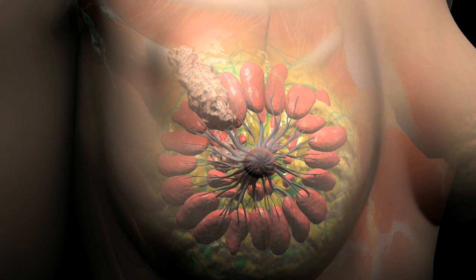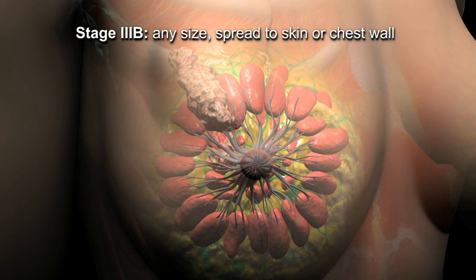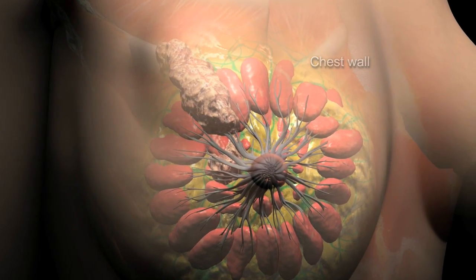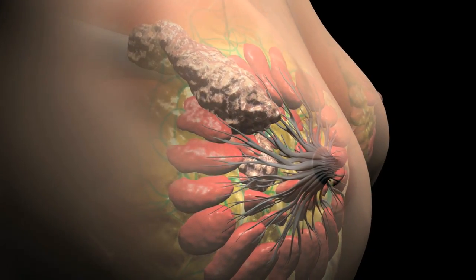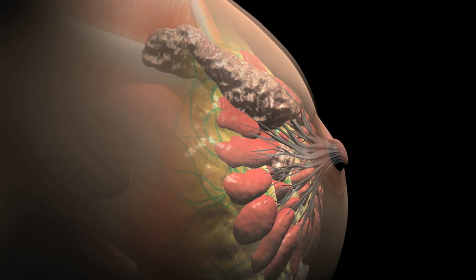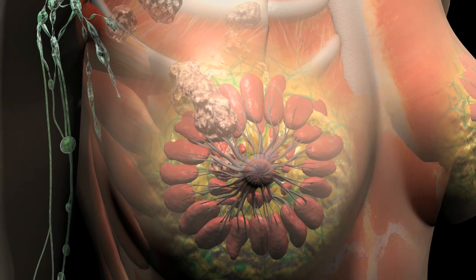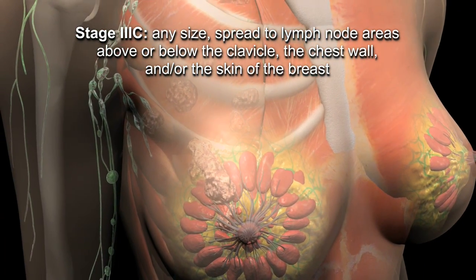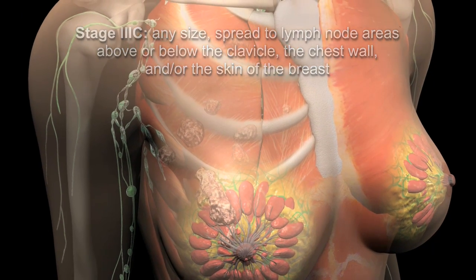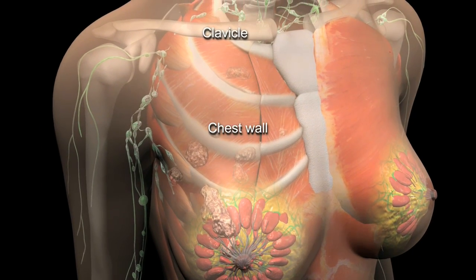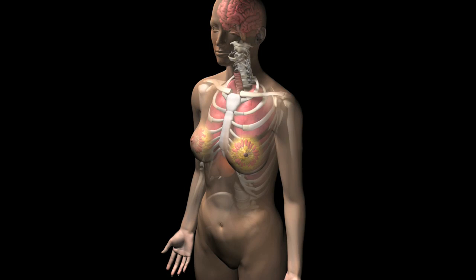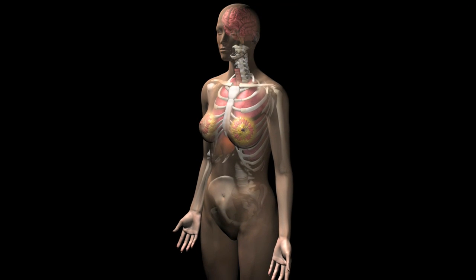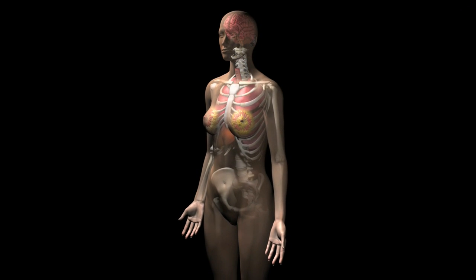Unlike the other stages, in stage 3B, the tumor may be any size and has spread into the skin of the breast or chest wall. This stage may also include lumps in the skin of the breast or swelling of the breast. In stage 3C, the tumor may also be of any size but it has also spread to lymph node areas above or below the clavicle, the chest wall, and/or the skin of the breast. Stage 4 is considered distant metastatic cancer, meaning the cancer has spread to other organs and parts of the body.